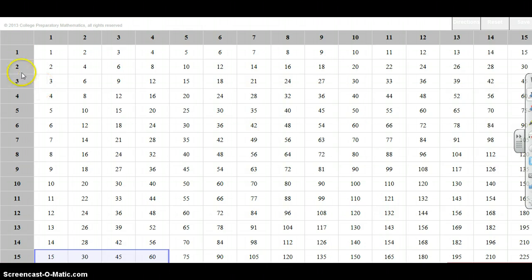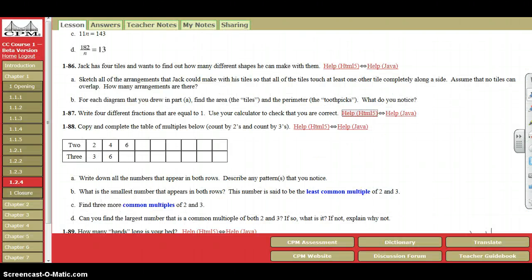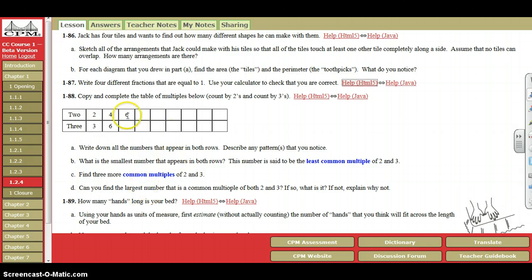If you have trouble doing this, counting by 2s or 3s, is there something that you could use to maybe help you do that? Here's a hint right here. 2s and 3s all the way across, using that multiplication table to help you. Your first job is to copy this down in your notebook paper, okay? Then you need to write down all the numbers that appear in both rows, okay? So fill in those blanks.